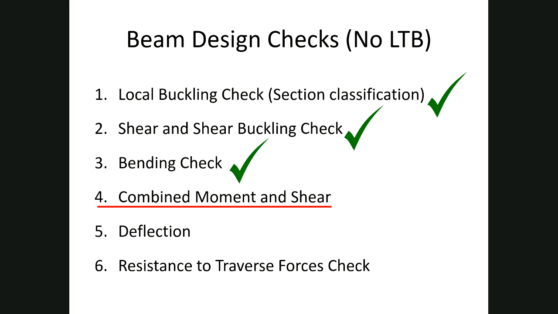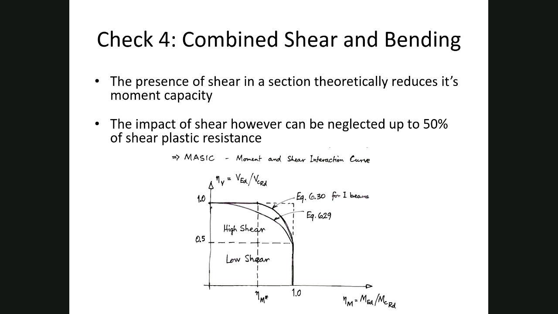Now once we have the bending check done, if it passes, then we're going to look at combined moment and shear. We have a relatively easy way of doing this. To look at what it means, here we've plotted on the x-axis the normalized moment, which is effectively the demand divided by the capacity, and on the y-axis the shear demand divided by the capacity. If the demand in bending is equal to the capacity in bending, then we're at 1 here. If the demand in shear is equal to the capacity in shear, then we're at 1. That gives you the outside envelope in terms of capacity.